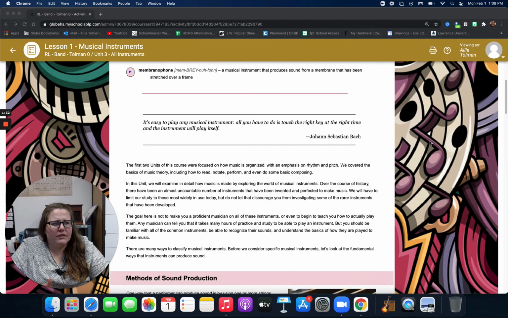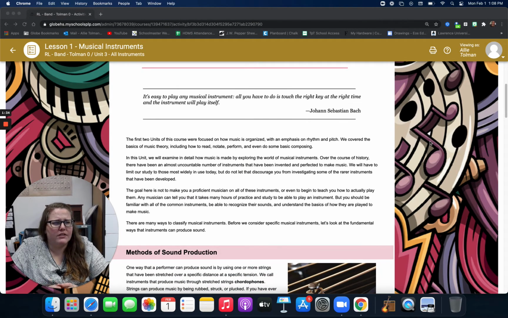So the first two units of this course are focused on how music is organized, with an emphasis on rhythm and pitch. We covered the basics of music theory, including how to read, notate, perform, and even do some basic composing. In this unit, we're going to examine in detail how the music is made by exploring the world of musical instruments. Woohoo! Over the course of history, there have been almost an uncountable number of instruments that have been invented and perfected to make music.